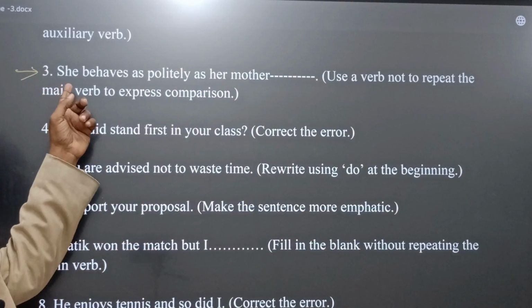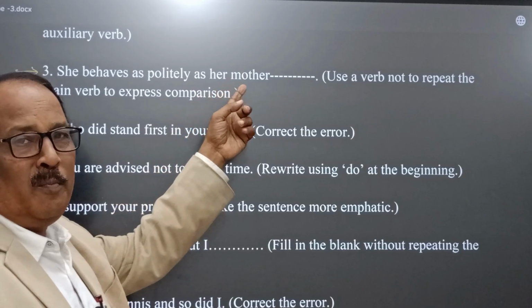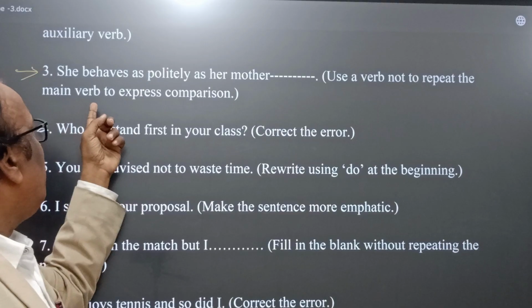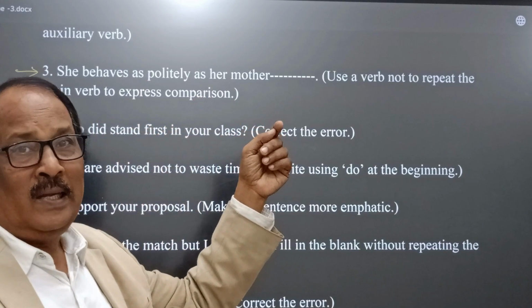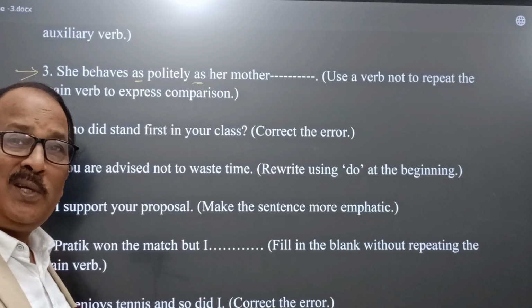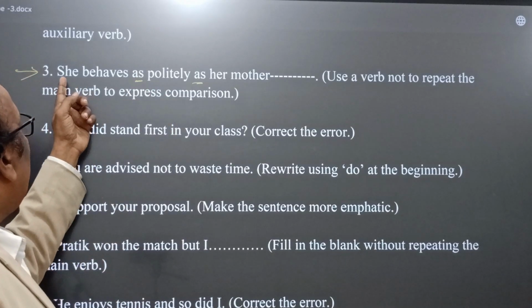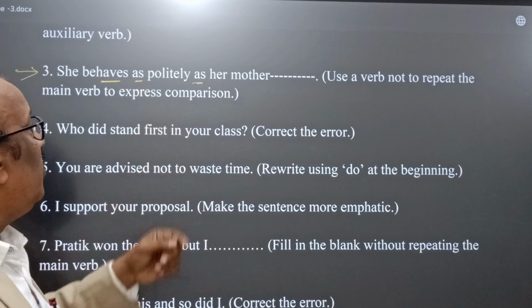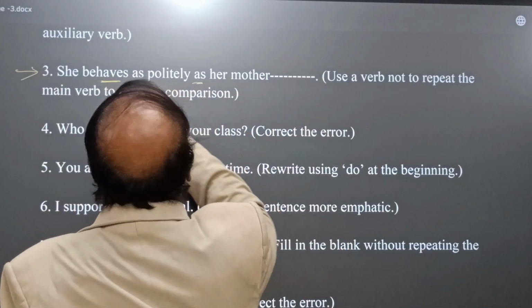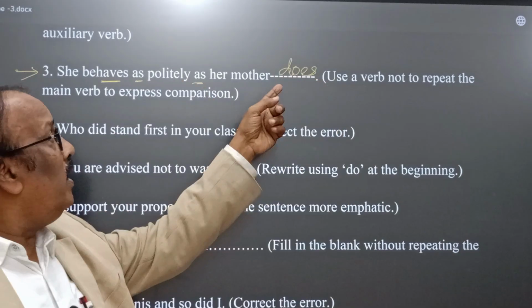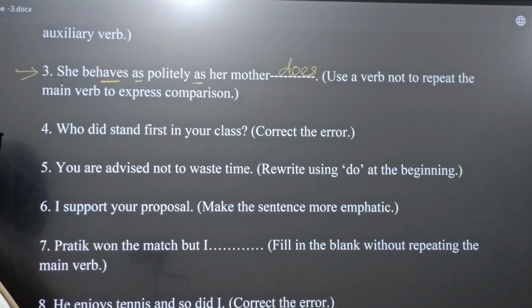Question number 3. She behaves as politely as her mother, and the instruction is use a verb not to repeat the main verb to express comparison. It is a matter of comparison because we have used as plus adverb plus as in order to compare. She behaves here. Behaves is in simple present tense. Therefore, we have to use here: she behaves as politely as her mother does. In this way, using does, we have not repeated the verb behave.